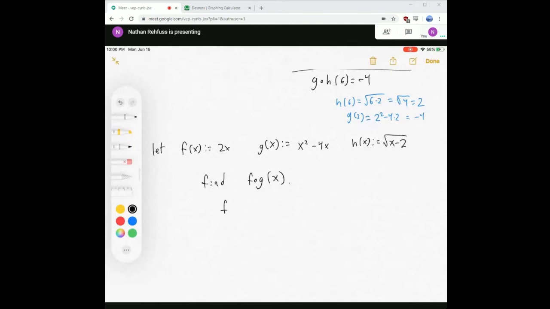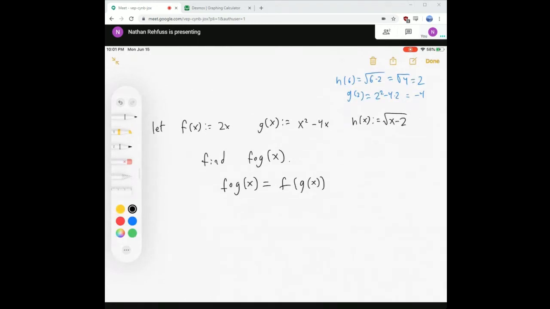Well, that's f of g, oops. So now I'm going to try to find a formula. This is a little bit of work. What I need to do is take g of x and plug that whole thing into f. So I can write that like this. I'm going to take g of x here, and I'm going to plug it in to f up here. So that means where this x was, a g of x is going to go. So this is 2 times g of x.